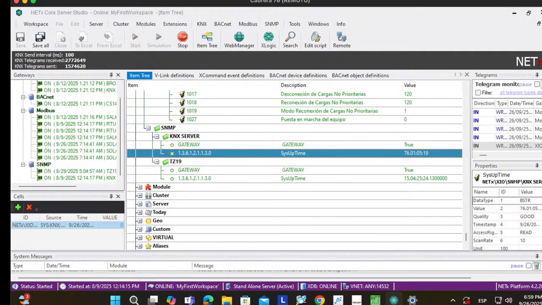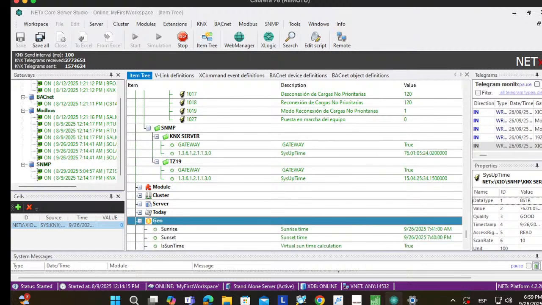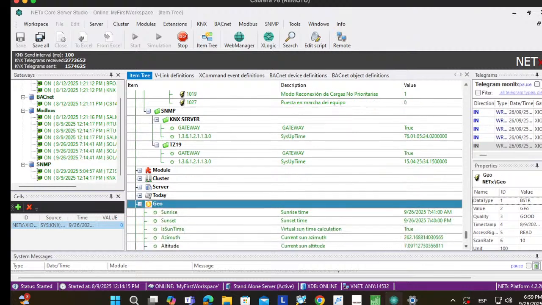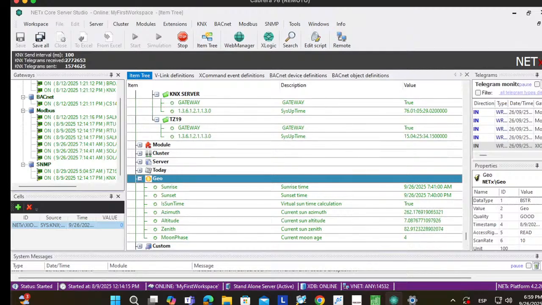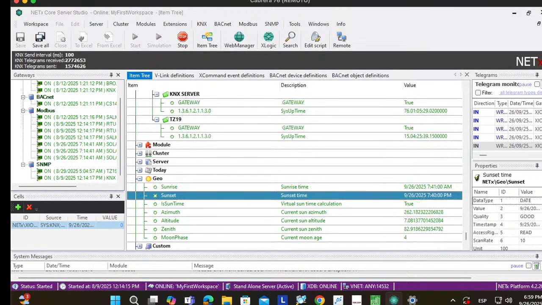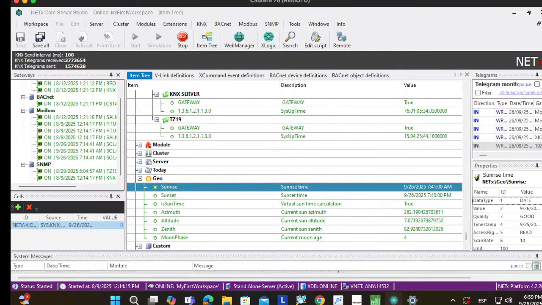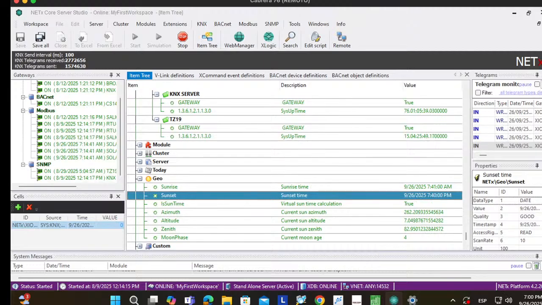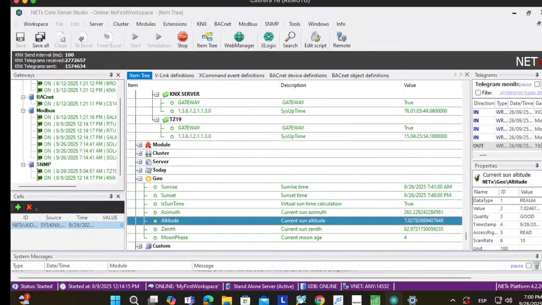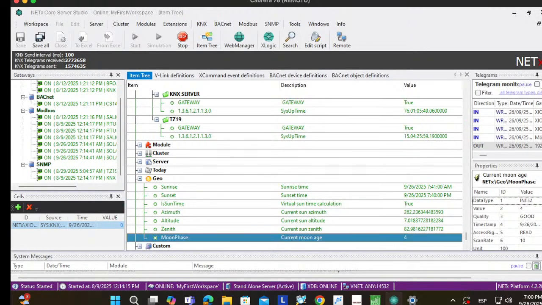A good point for a BMS: I can get geo information. Take a look, according to the GPS, it knows the GPS values and it knows where the project is. So you can get the sunrise time and the sunset time. You don't need a third-party GPS device, you can get this from the internet. This is good. We also have the altitude and the azimuth, anything you want also for shading control, which is great.